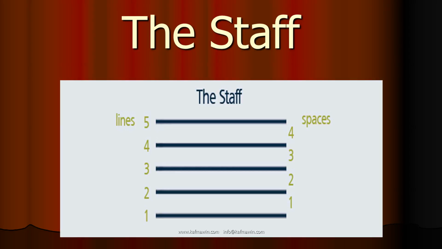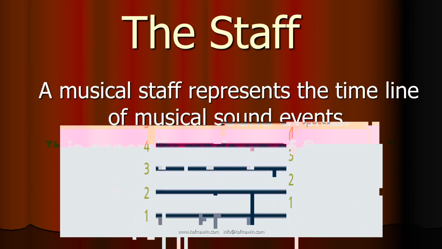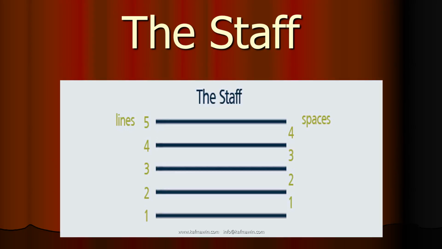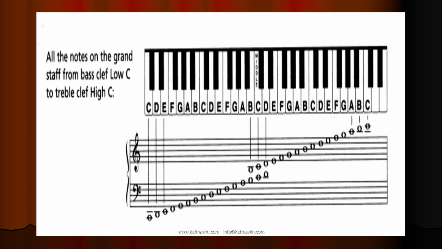The staff. A musical staff represents the timeline of musical sound events. It is generally made up of 5 parallel lines and 4 enclosed spaces drawn horizontally across a surface or page.